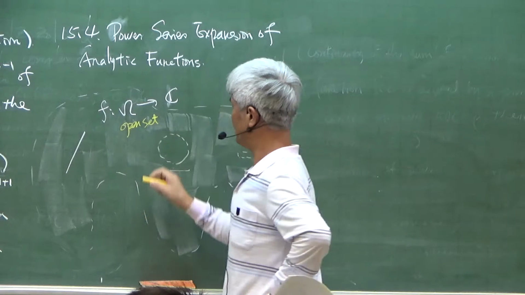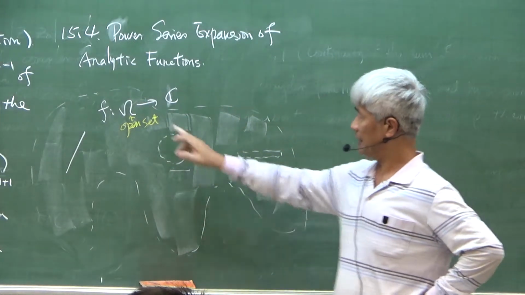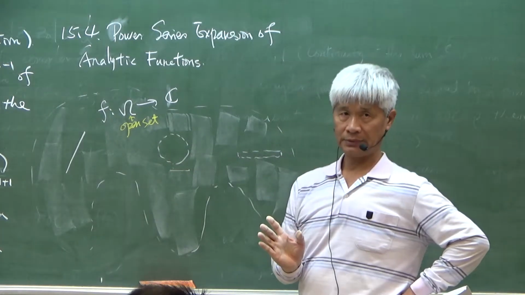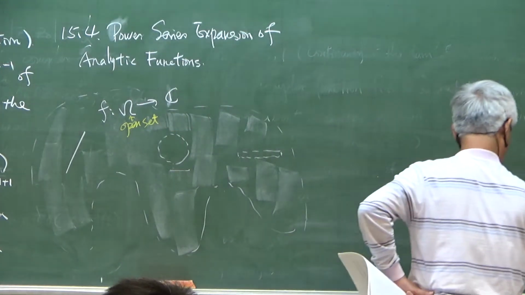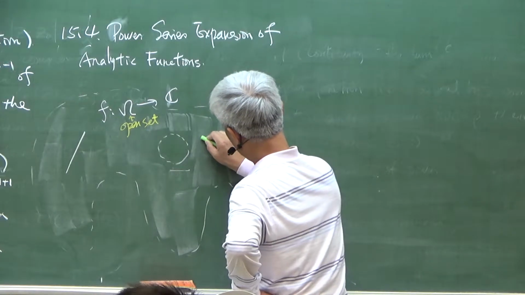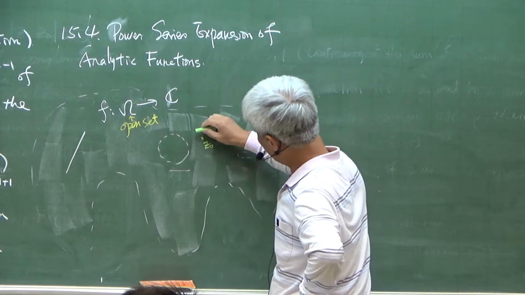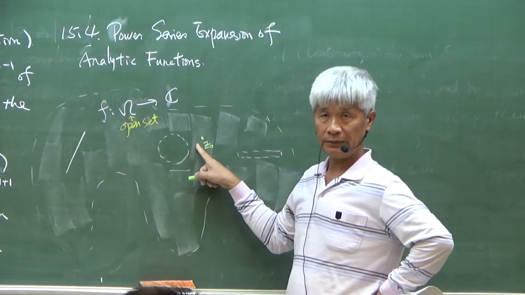Okay, so omega is an open set. And you have a complex function defined on the open set, which is analytic. Now, if that, then locally we can select a point here. All right, say this is z0. Then we can always define this function, okay?